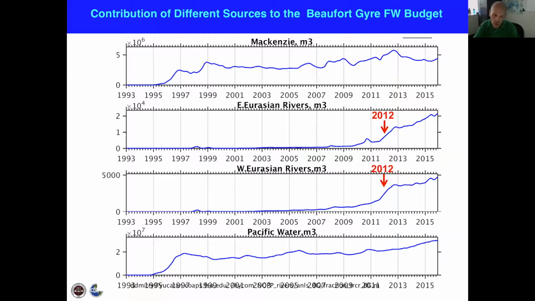The year 2012 was a cyclonic year. It is the year when the Beaufort Gyre was relatively weak, and this probably allowed the freshwater from the Eurasian shelf to spread into the Canada Basin.